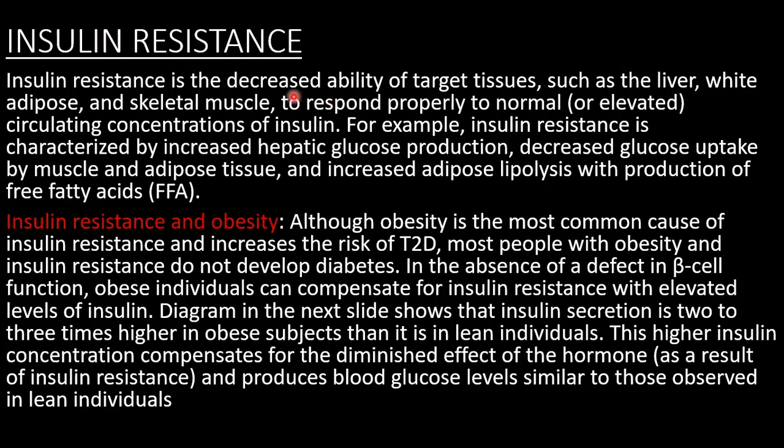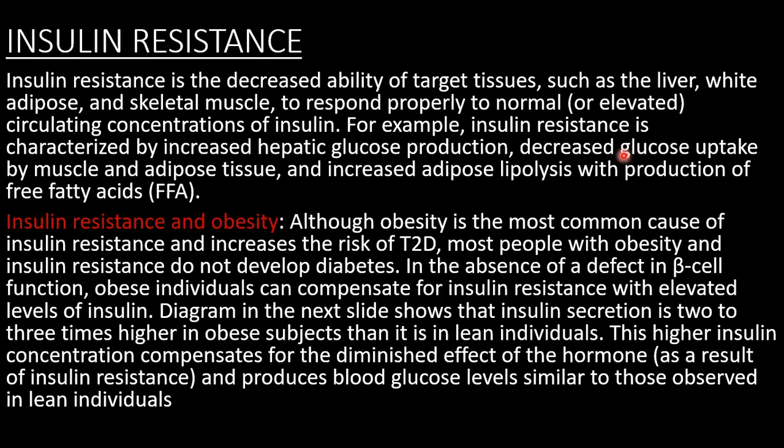Insulin resistance refers to the decreased ability of the target cells, such as the liver, the adipose tissue, and the skeletal muscles, to respond properly to normal or elevated circulating concentrations of insulin. For example, insulin resistance is usually characterized by increased hepatic glucose production, but decreased glucose uptake by the muscles and the adipose tissue.